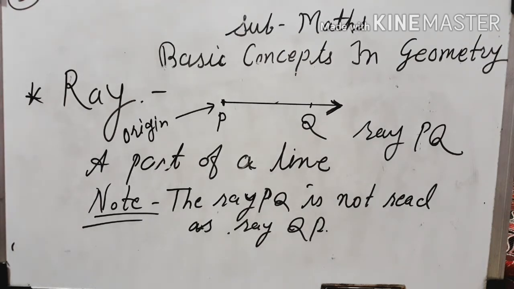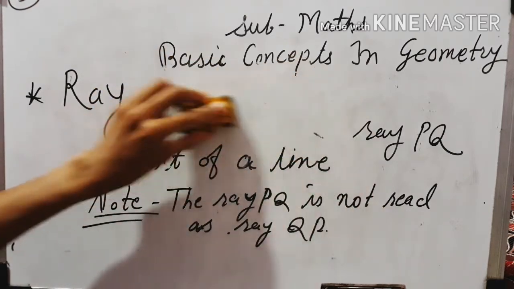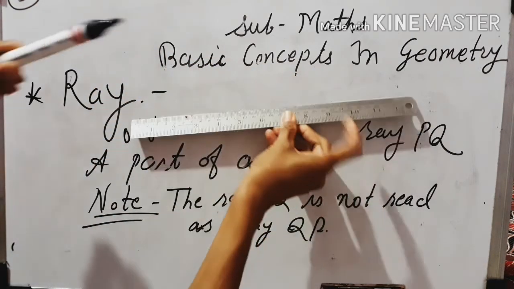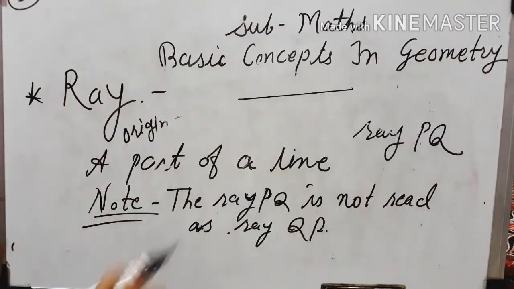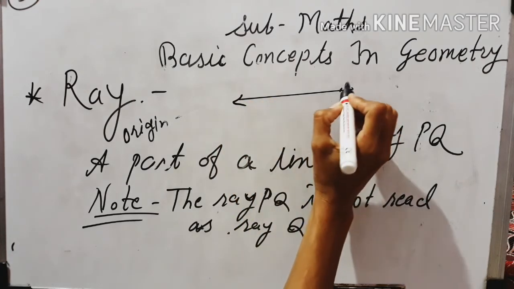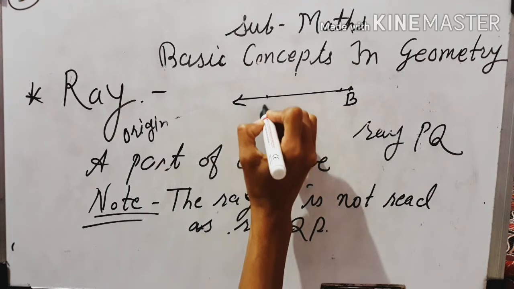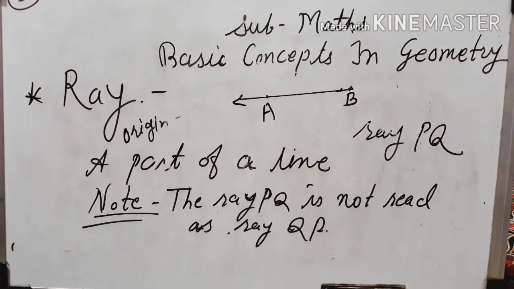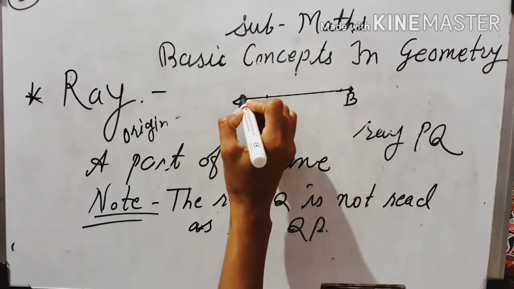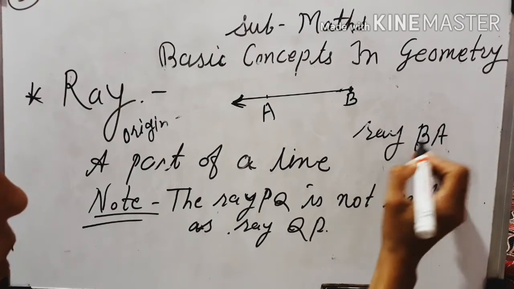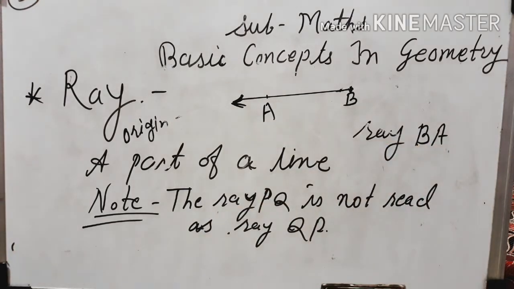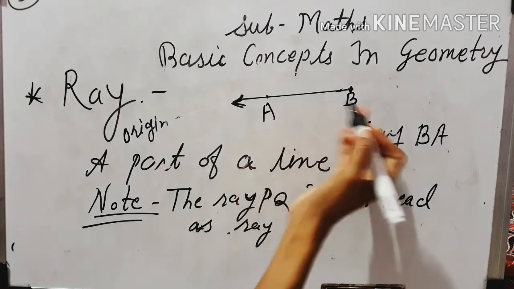If I draw one more figure for you, how can you read the name of this ray? Here it is the origin, and this side is the arrowhead. So we can read this ray as ray VA. So this is ray VA.